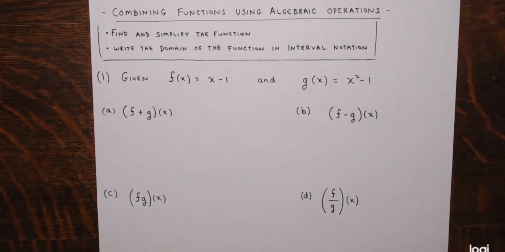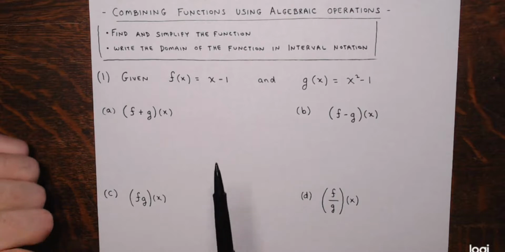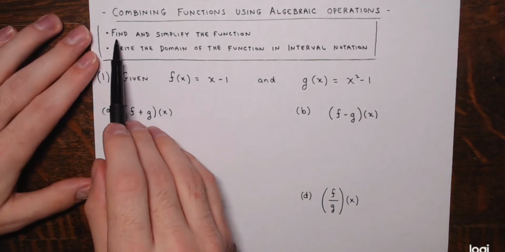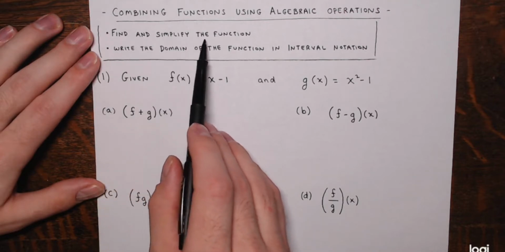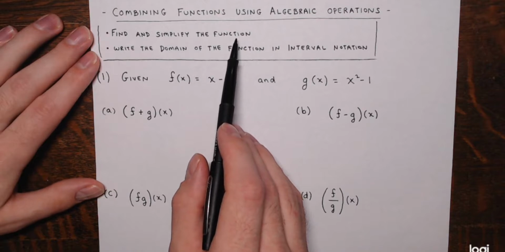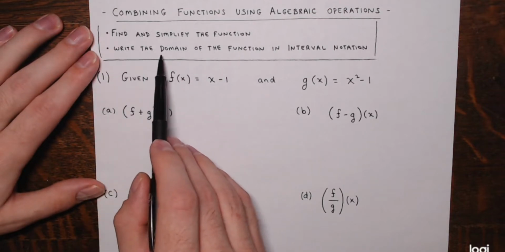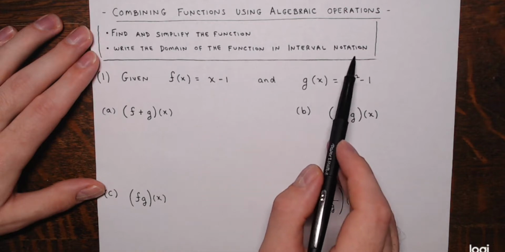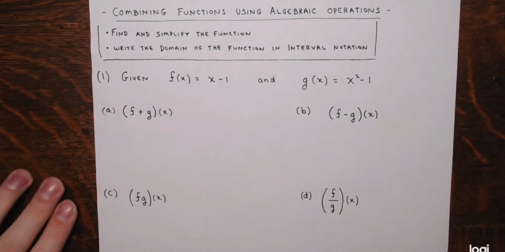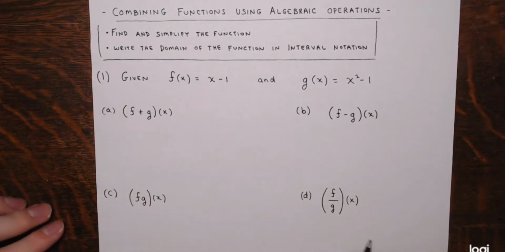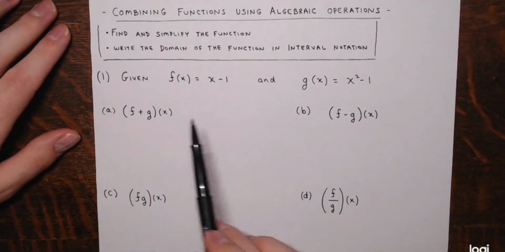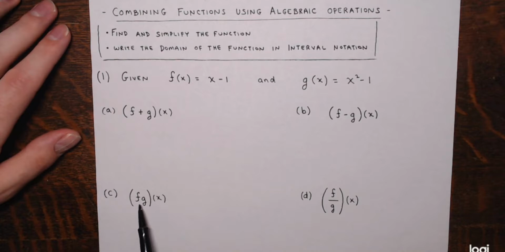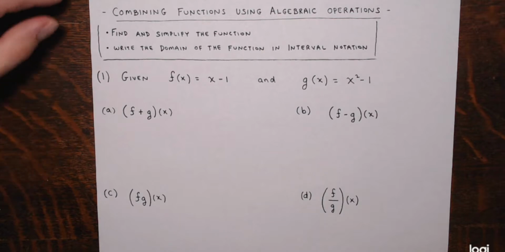Alright, so I have my first examples written out by hand here on a piece of paper, and the instructions we're given for each of these examples is 1. Find and simplify the function that they're asking us for, and then 2. Write the domain of the function in interval notation. This video is about using algebraic operations: adding, subtracting, multiplying, and dividing functions. I feel this is pretty simple.